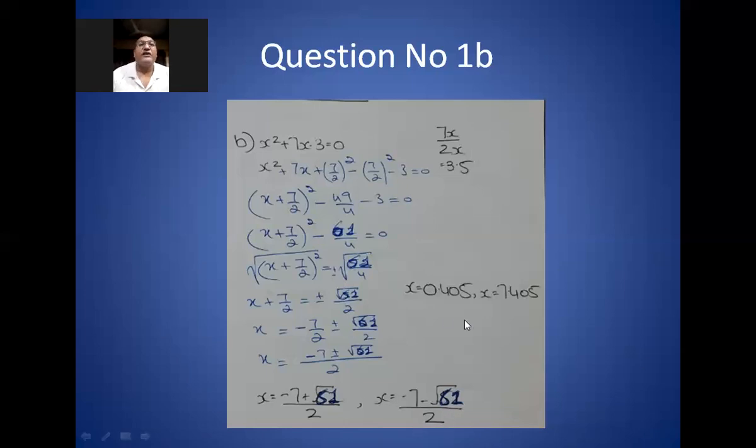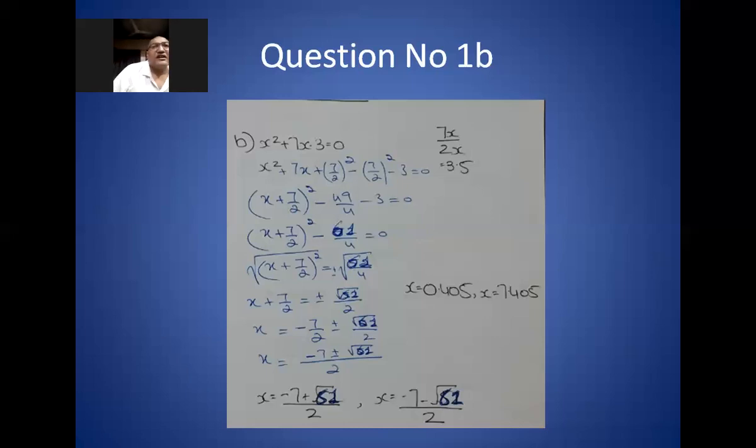So in your calculator, you will write minus 7 plus under root 61 equals, divided by 2 equals. So you will get 0.605. And the second possibility is, in your calculator, you will write minus 7 minus under root 61 equals, divided by 2 equals. And your answer will be 7.4.